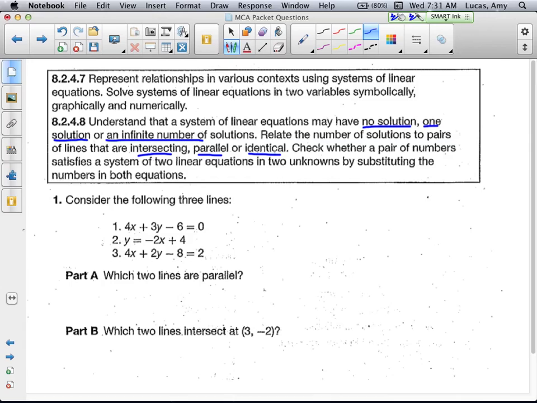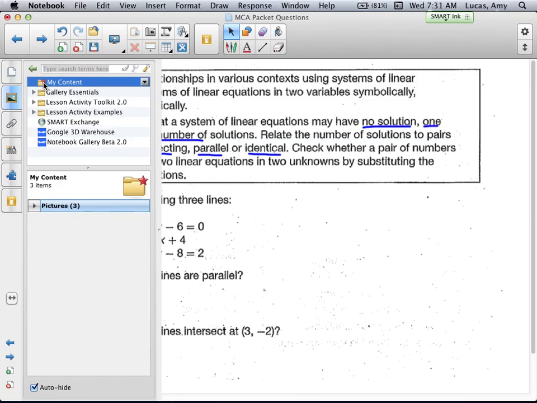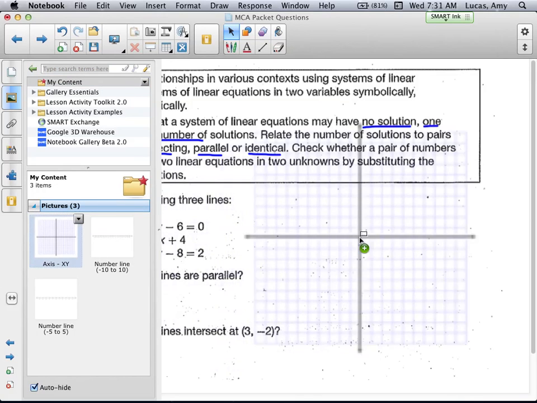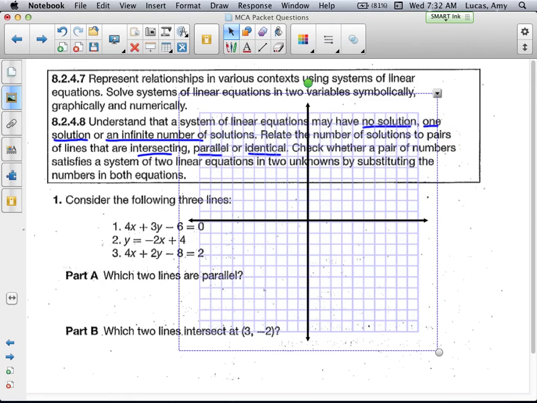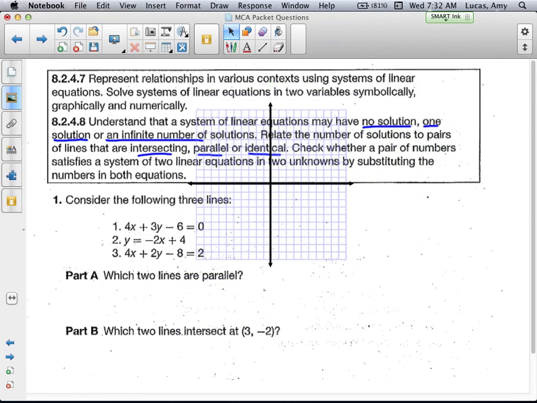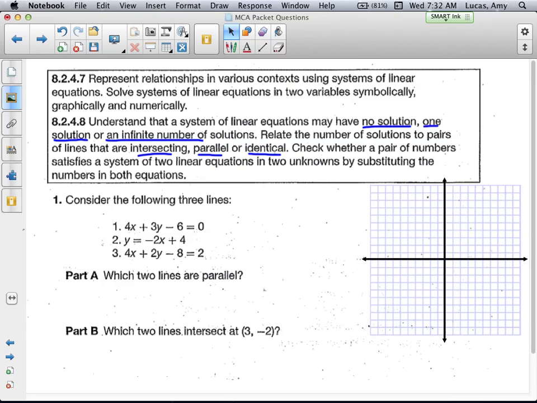Number 1 says, consider the following three lines. So we have three different equations here. Part A says which two lines are parallel. And part B says which two lines intersect at the point (3, -2). I think the easiest thing to do on this problem is to graph the three lines. So that's what I'm going to do here. I'm going to put a graph over here, and I'm going to graph all of these lines.